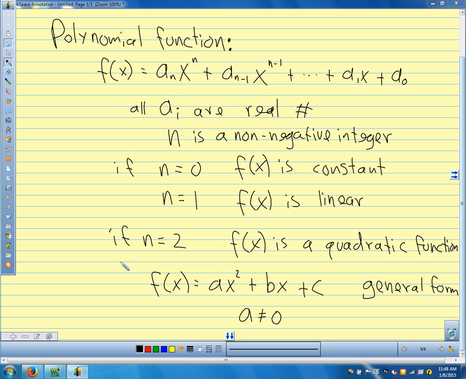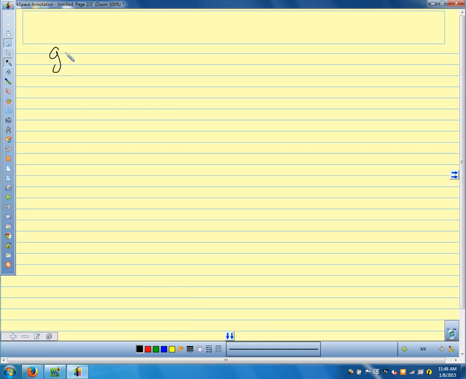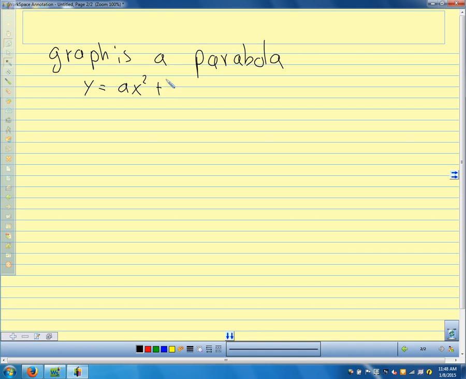What kind of graph does a quadratic function give us? Parabola. Our graph is a parabola. And I'm just going to write, so we have y equals ax squared plus bx plus c. So our parabola, we have something like y equals x squared. We graph y equals x squared, that's our easiest quadratic. So if we graph this, like so, that's more or less what our parabola looks like.